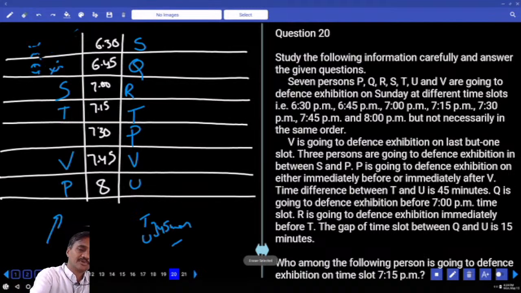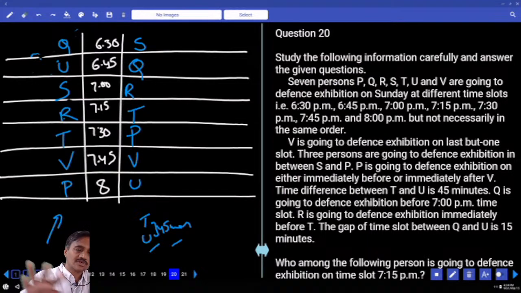Now, if U cannot be here, hence U must be at the second place. If U is at the second place, Q is here. Then between T and U, the time slot difference is 45 minutes, and so T must be at 7:30. Now, if T is 7:30, R is immediately before this one. And this is about question numbers 20 onwards, 20 to 23.